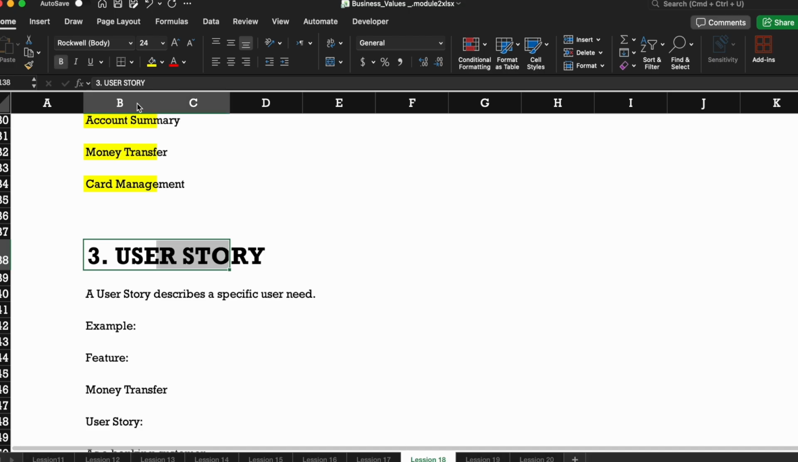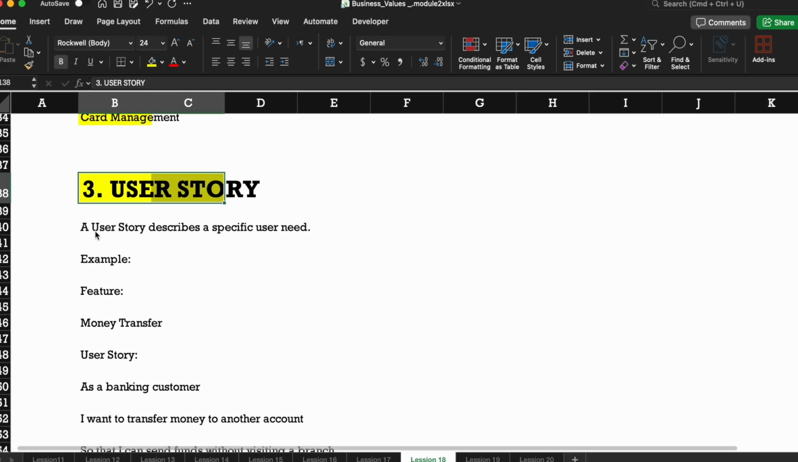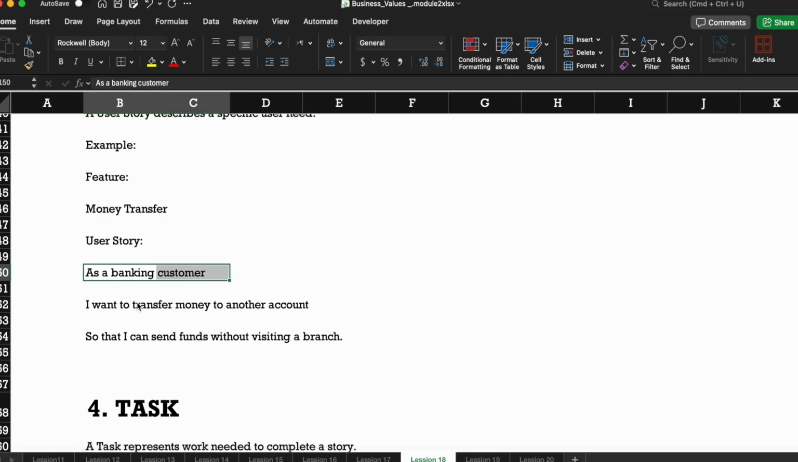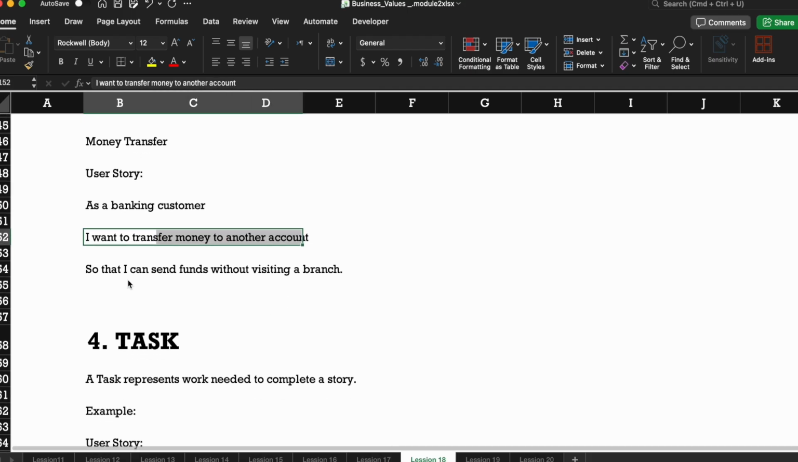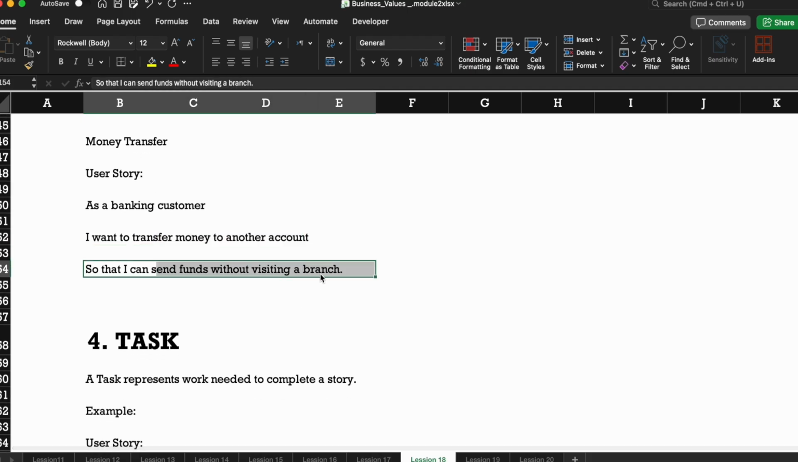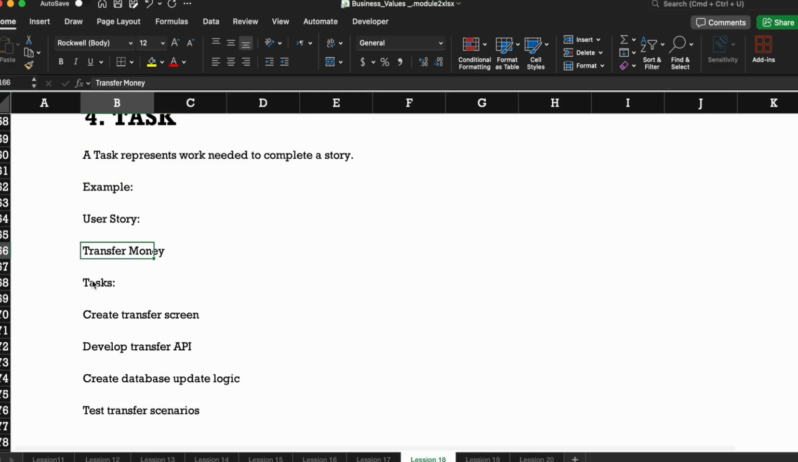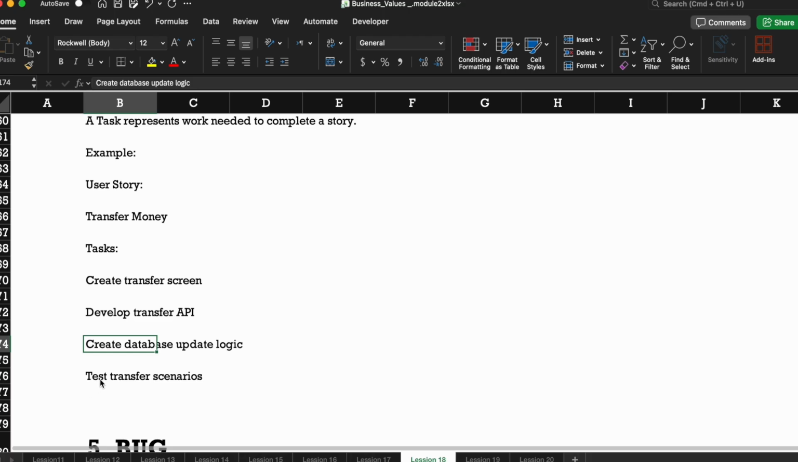Okay, so user story, you know what a user story is. A user story describes a specific user need. Example, feature: money transfer. User story: as a banking customer, I want to transfer money to another account so that I can send funds without visiting a branch. What is a task? A task represents work needed to complete a story. Example, user story: transfer money. Tasks: create transfer screen, develop transfer API, update database logic, test transfer scenarios, right? So this is a task.